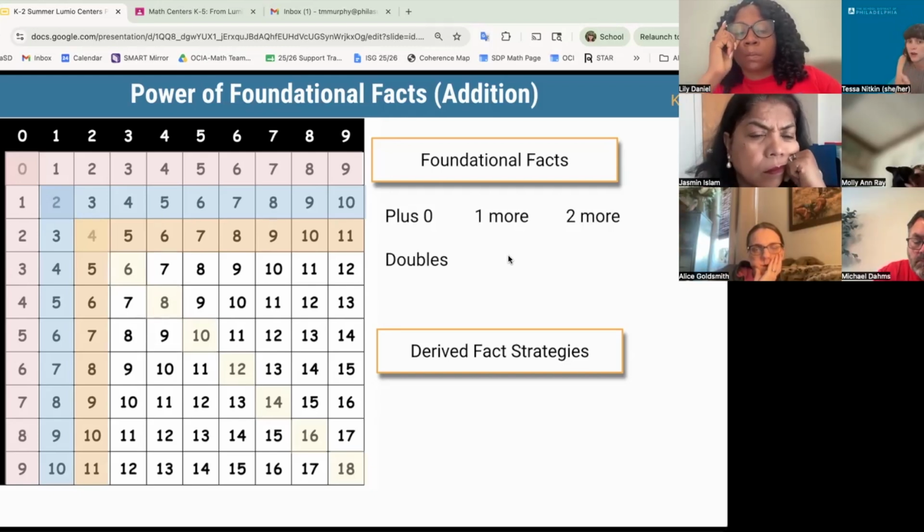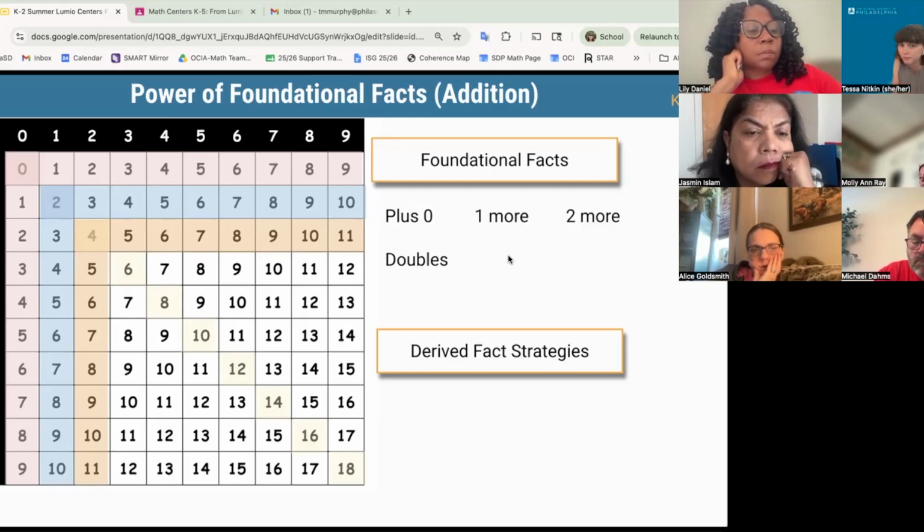I will say some of those bigger doubles facts can be hard for students to learn. And so if a student wants to use one of the derived strategies for the 8 plus 8 or the 9 plus 9, that would be an option as well. But the doubles facts are important because they help us derive other facts. So we have one more foundational fact.